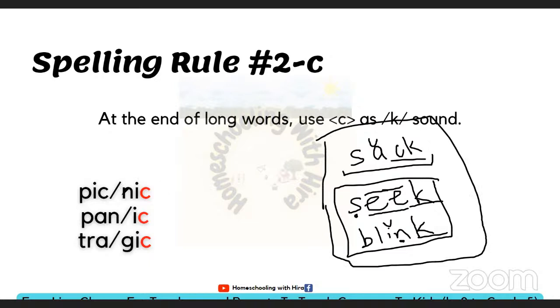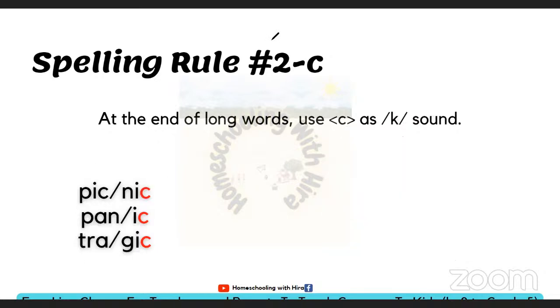If you have a disyllabic word, for example picnic, panic, tragic. So if you have a long word or disyllabic word, two syllables, multisyllabic, you will write letter C at the end, no matter which vowel is here. If it's a long word, you will write letter C. Okay?